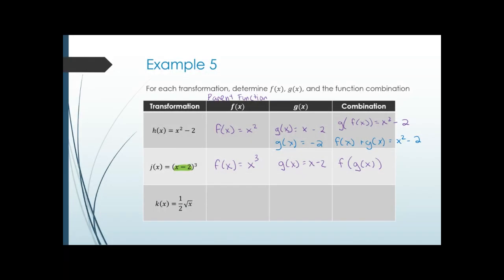Now the last one here is k of x, which is 1/2 times the square root of x. So our parent function here would be the square root of x, because that is the basic function that we have here. And that we're multiplying it by 1/2. So this is a function multiplication, which means g of x is equal to 1/2. So the combination we're doing is g times f, basically. We're multiplying our function f by what g is. So that's 1/2 times the square root of x.